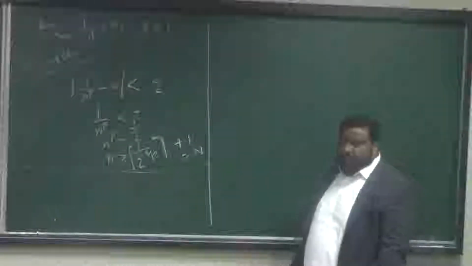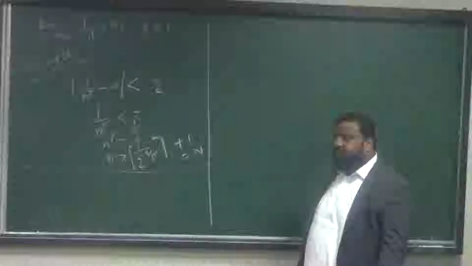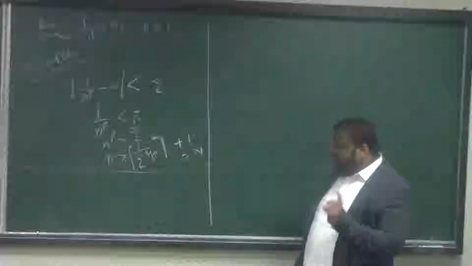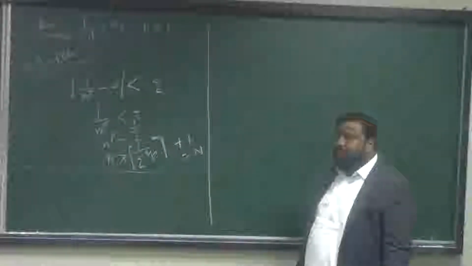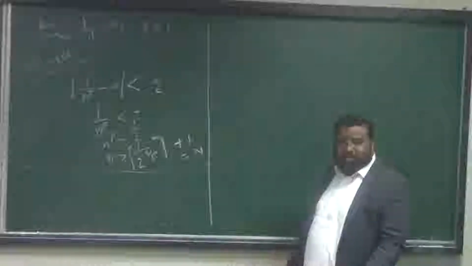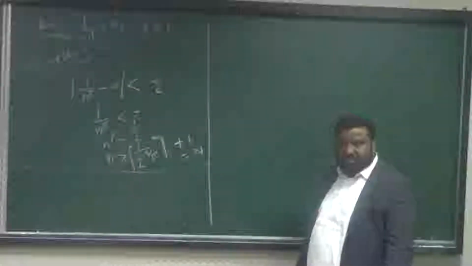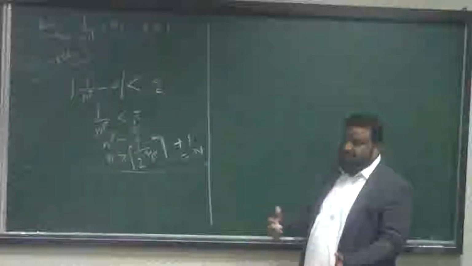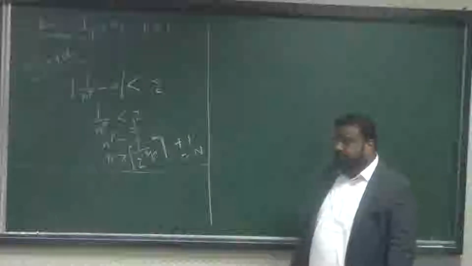Okay? And why did we do this result? Because using this result and the algebra of limit properties, you can deal with almost all kinds of polynomial sequences. Polynomial sequences are rational sequences with the numerator and denominator as polynomials.